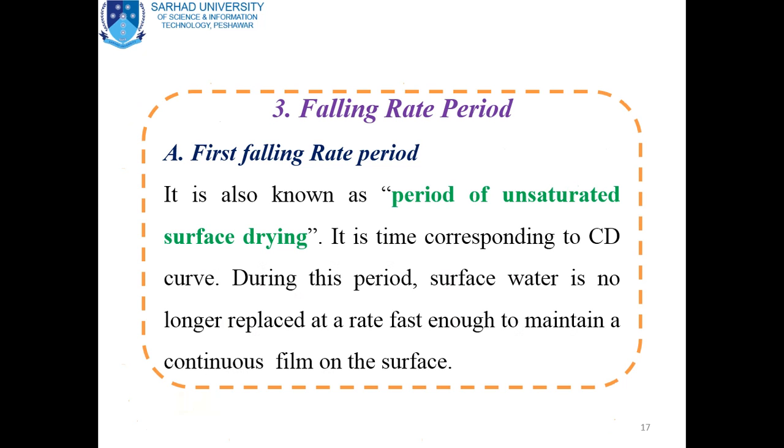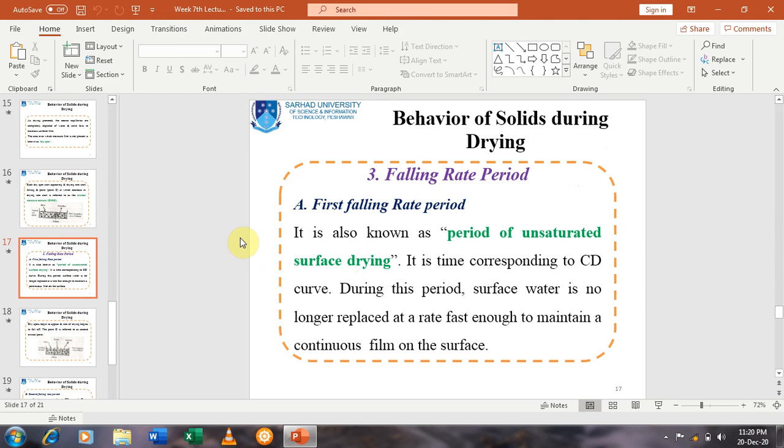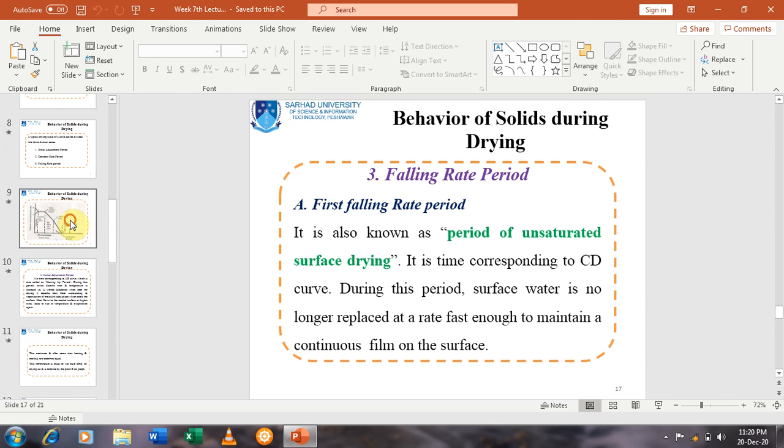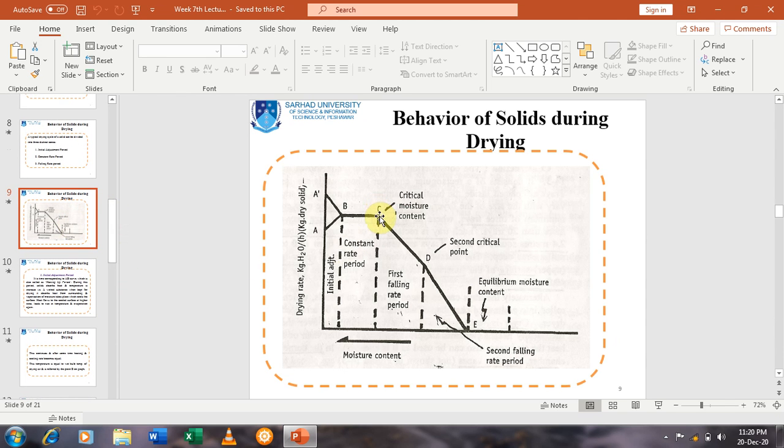And after C, you can see in the graph, I am going to tell you about the graph from C onward. You can see the drying rate is falling, and this point is termed as the critical moisture content.